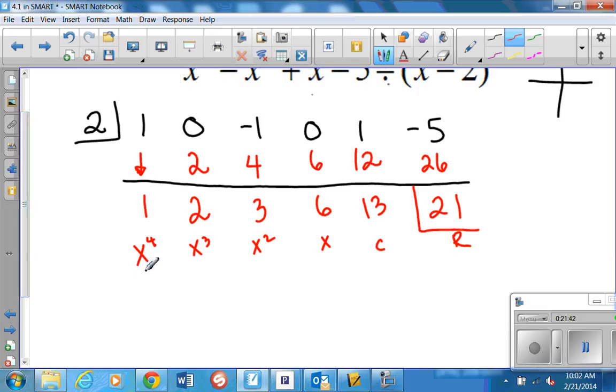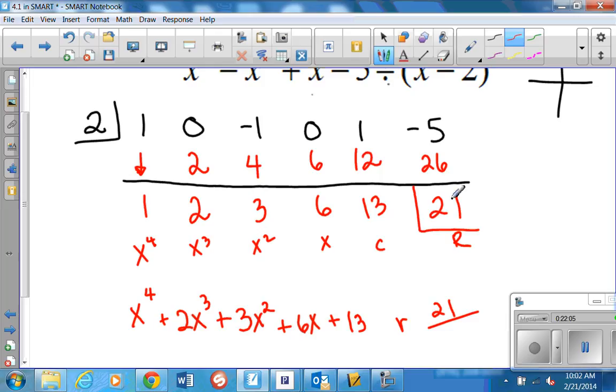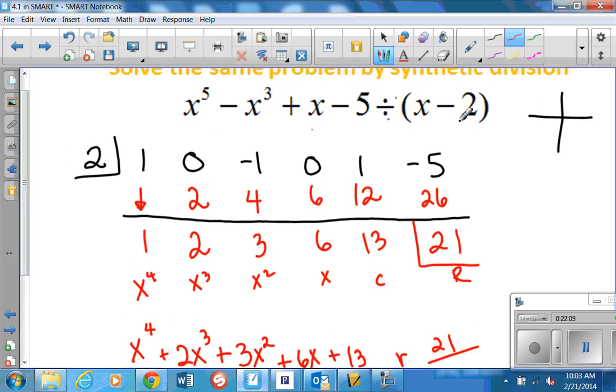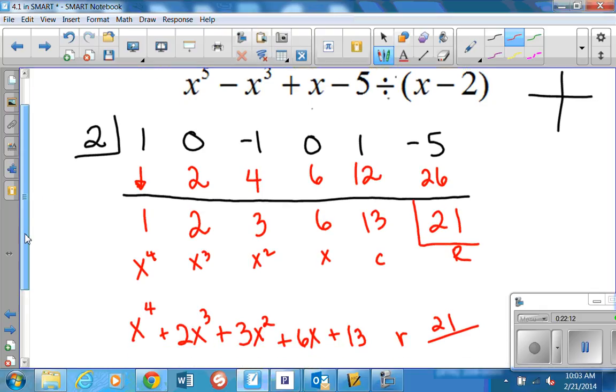So my answer is going to be 1x to the 4th plus 2x cubed plus 3x squared plus 6x plus 13 with a remainder of 21. Now be careful here. Don't say 21 over 2. No, it's 21 over x minus 2, what you were dividing by.